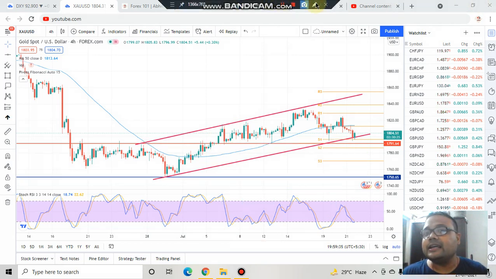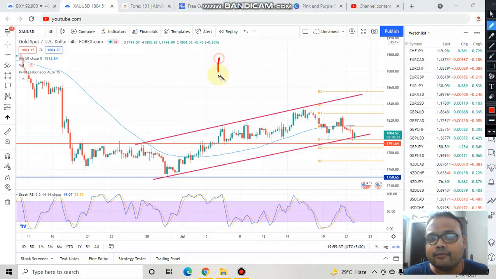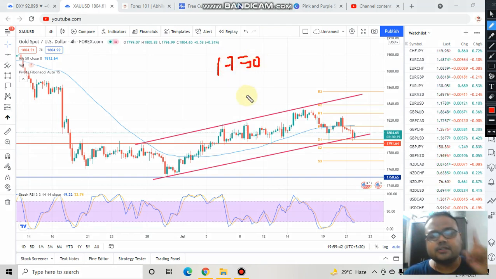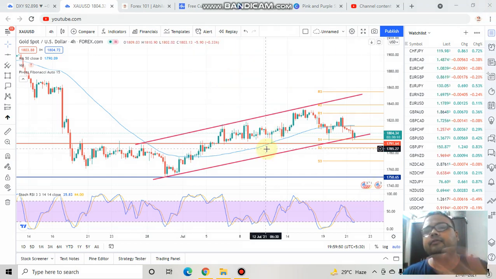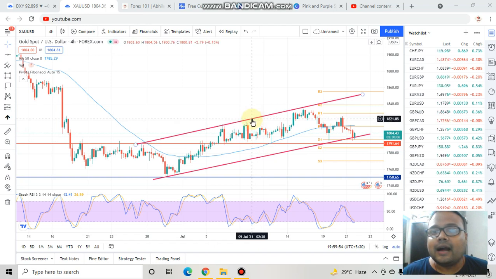Therefore, considering the history, we have got 1750 as the first support, 1791 as the second support for the market here. Apart from these two price levels or support levels, we can see that I have got two red lines here.